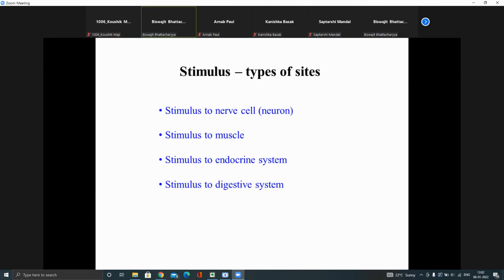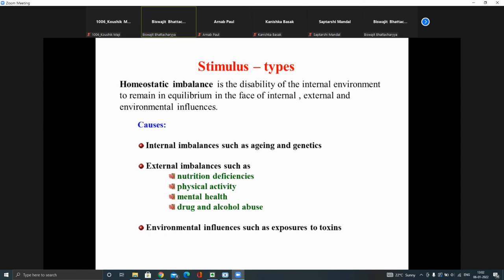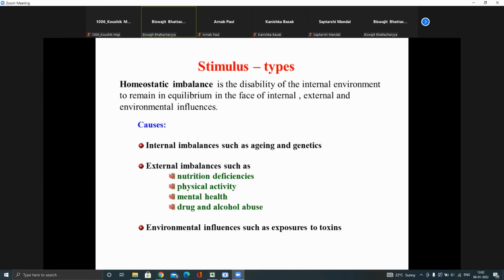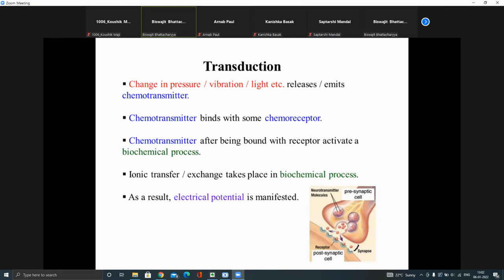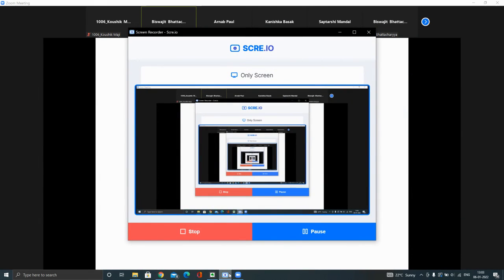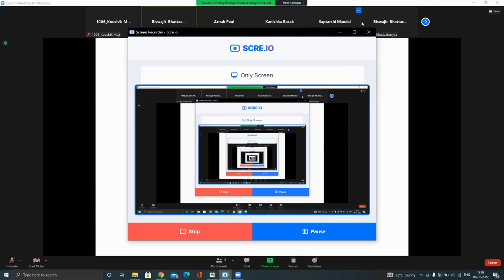Right. Now, we know the different types of stimulus present. The next question is, where do we find this stimulus? What are the sites of having this stimuli? The sites means the places where this stimuli can come. The stimulus will be present in the nerve cell or neuron. A stimulus may be present in the muscle cells. Then some muscle voltage will be found.